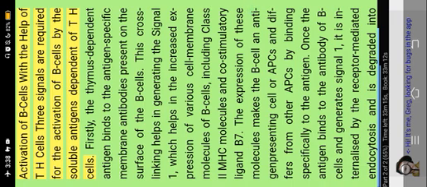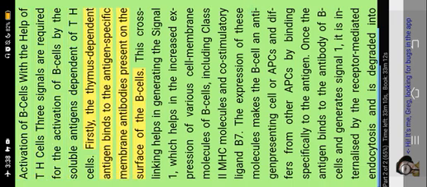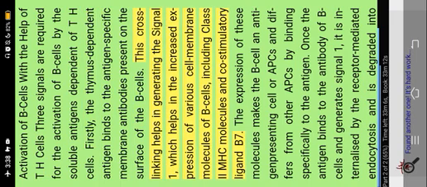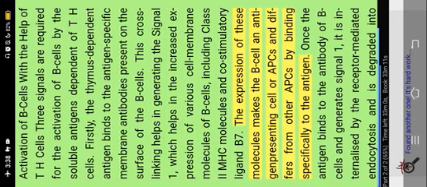Activation of B cells with the help of TH cells. Three signals are required for the activation of B cells by the soluble antigens dependent on TH cells. Firstly, the thymus-dependent antigen binds to the antigen-specific membrane antibodies present on the surface of the B cells. This cross-linking helps in generating signal 1, which helps in the increased expression of various cell membrane molecules of B cells, including class 2 MHC molecules and the co-stimulatory ligand B7. The expression of these molecules makes the B cell an antigen-presenting cell, or APC, and differs from other APCs by binding specifically to the antigen.